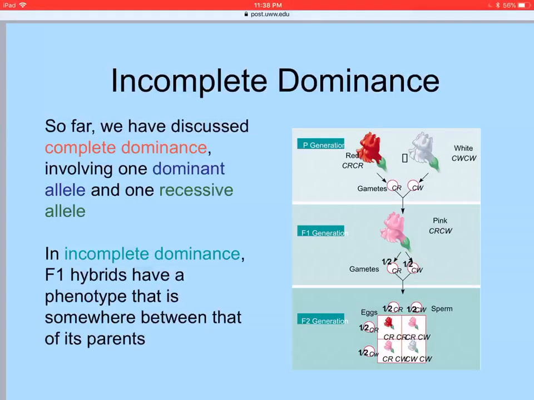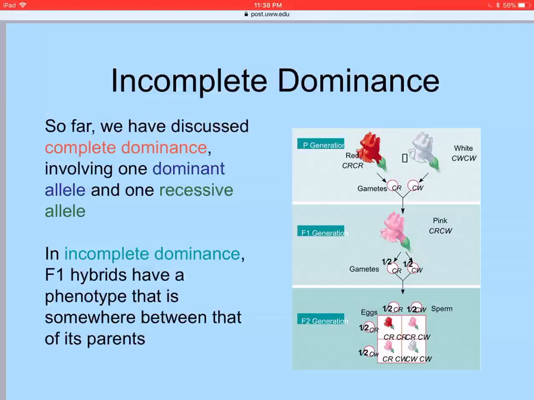Next, I want to talk about some of the patterns of inheritance that we might see that don't follow this complete dominance pattern, where the dominant always masks the recessive. One example of this is what we call incomplete dominance, where the phenotype of the offspring is going to be somewhere in between the two parents.